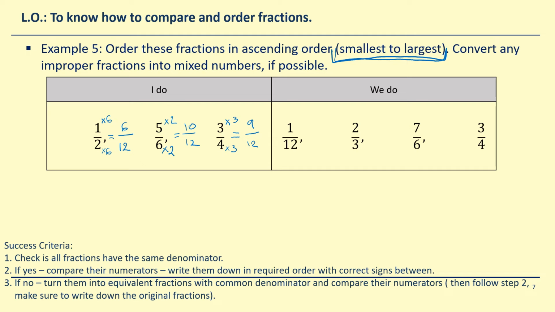Again, so now I've got 3 fractions over 12. Compare the numerators. So which one has the smallest numerator? 6 over 12 is the smallest, so a half is the smallest. Then slightly bigger is 9 over 12, which is equal to 3/4, and the largest is 5 over 6. Now pause this video and try to do it again.